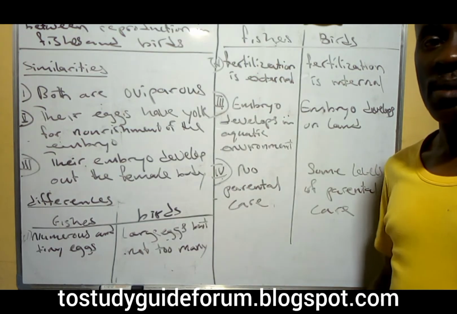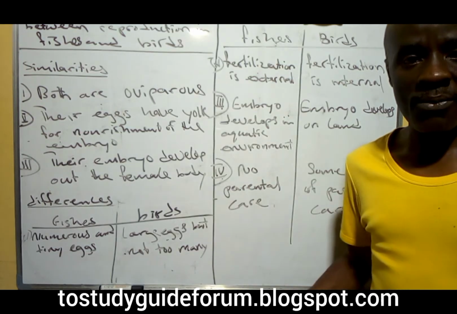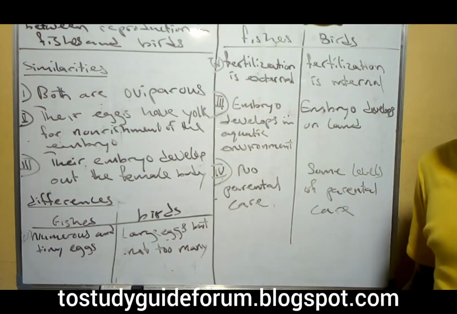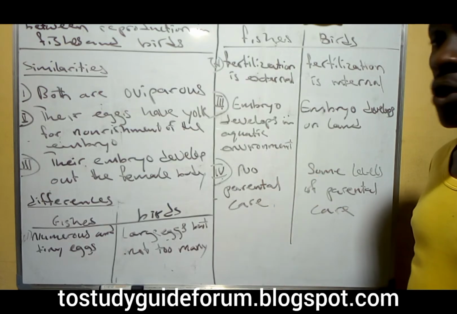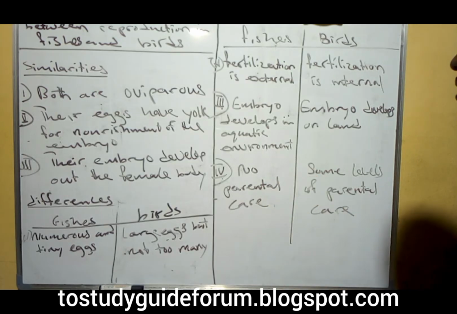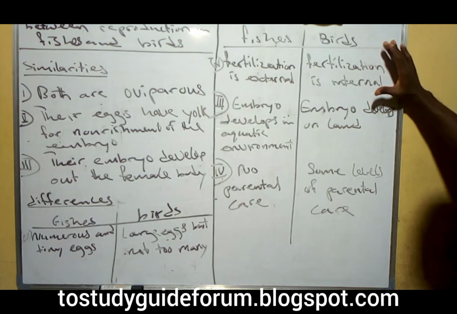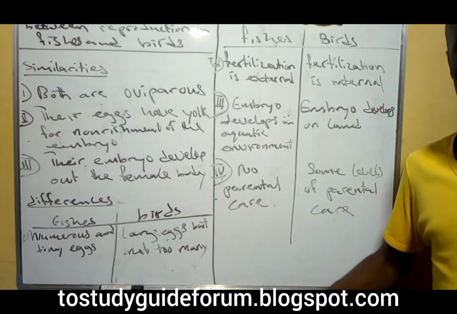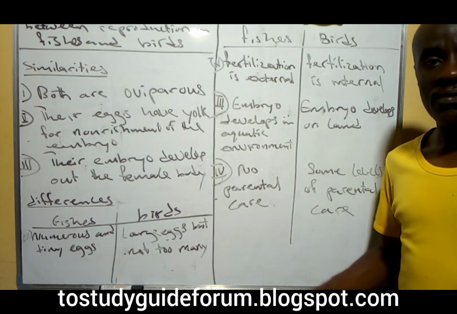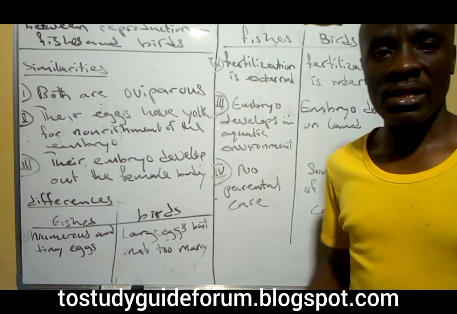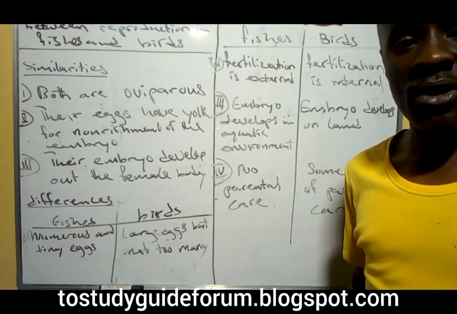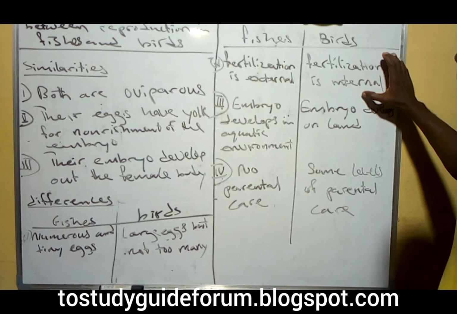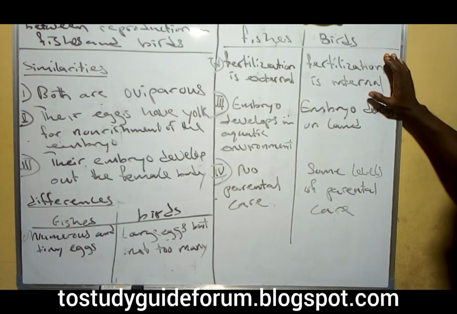Since they are aquatic animals, they don't have the problem of dryness, so their fertilization occurs outside. And in the birds, fertilization is internal because some of them live in a dry environment. In fact, on land there is no consistent availability of water in some areas, so their fertilization is mainly internal.